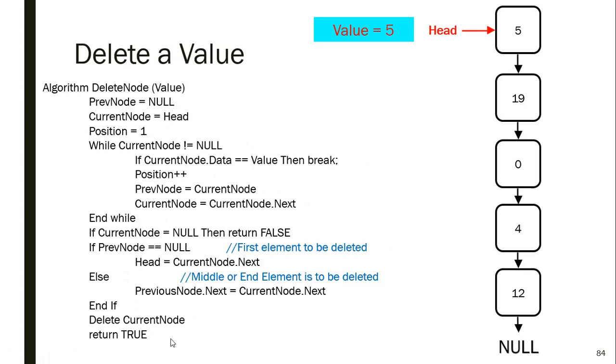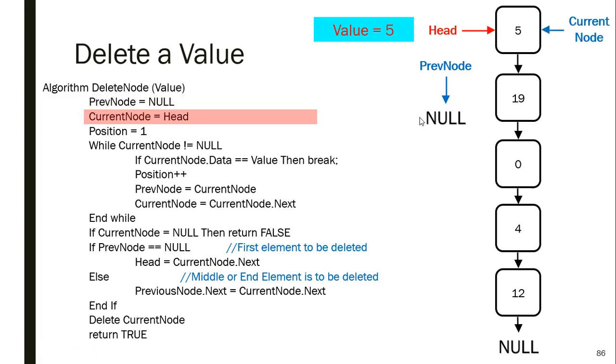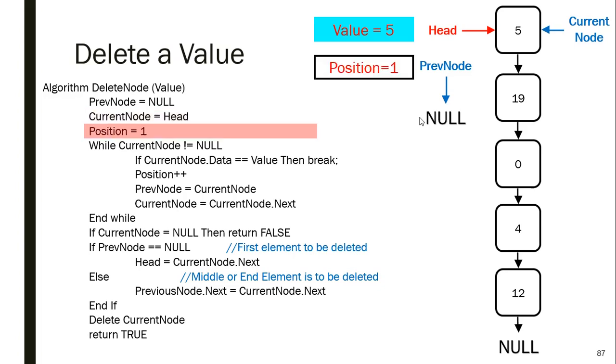Suppose we are going to delete 5 here and you know it is the head of the list. Previous node is equal to null. Current node is pointing to the same node to which head is pointing. Position is 1. Current node is not null. So current node dot data is equal to value. Current node dot data is 5 and the value to be deleted is 5. So it will break. Current node is not null. So previous node is null because we are going to delete the first one.